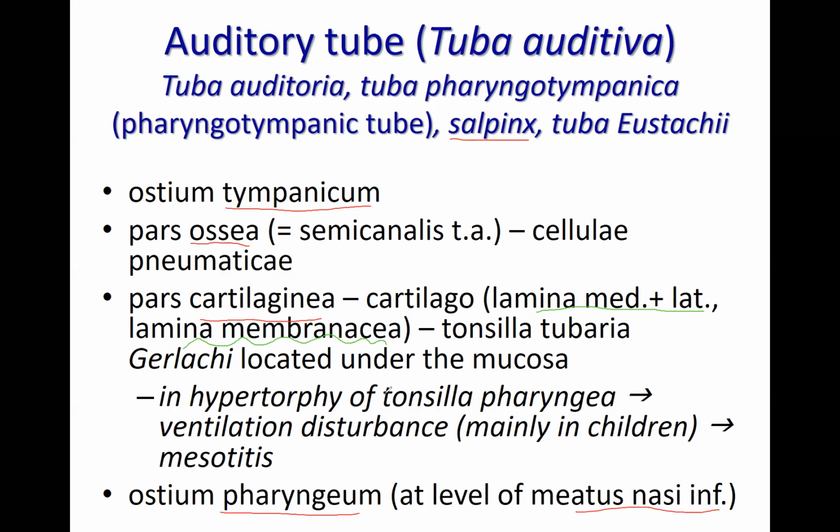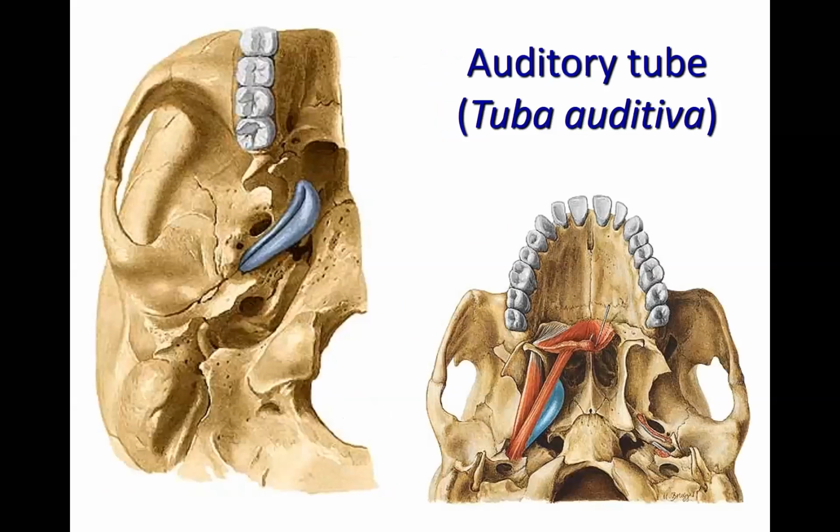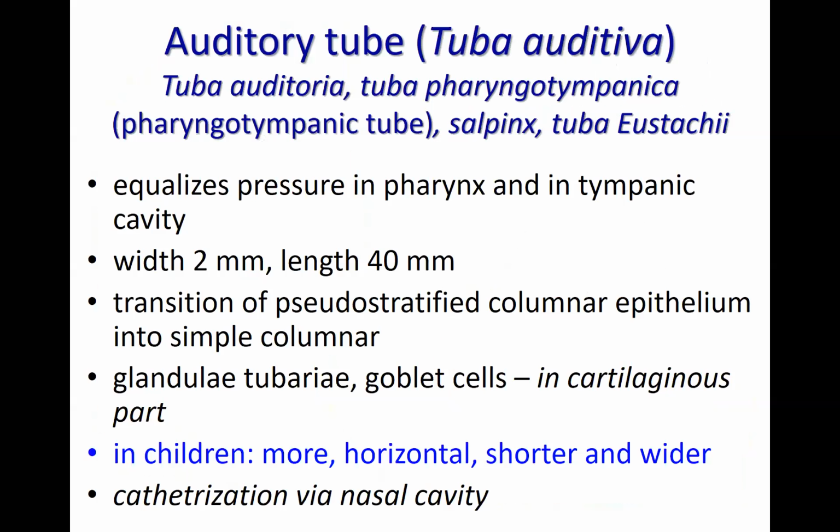I will show you in a figure, which is visible well here. So we have two plates, one plate and the other plate, and in between, not visible here, a membranous layer. So that's the cartilaginous part.